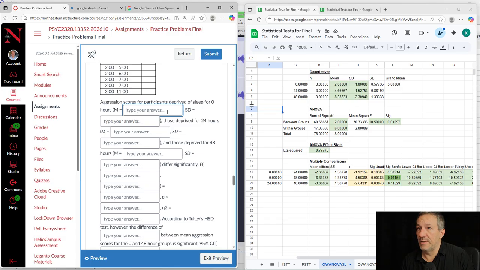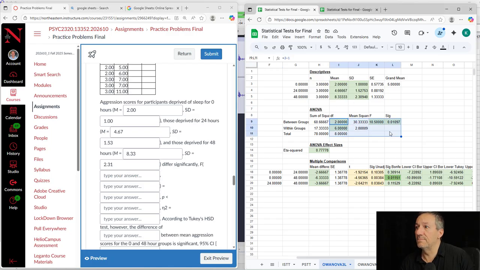So 2.00, standard deviation 1.00. For 24, it is 4.67 and 1.53, and then 8.33 and 2.31. They do differ significantly. You get your degrees of freedom right here: your degrees of freedom, your F statistic, the p-value: 2 and 6, 10.50, and p less than 0.05.